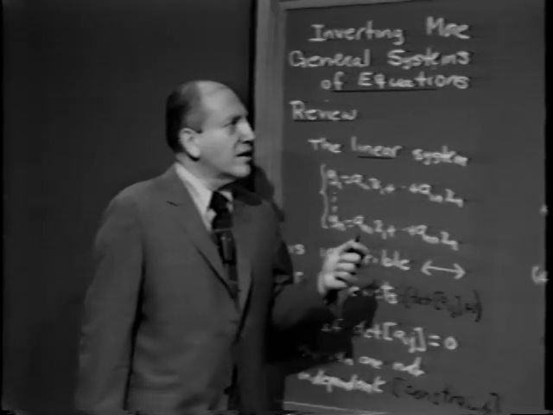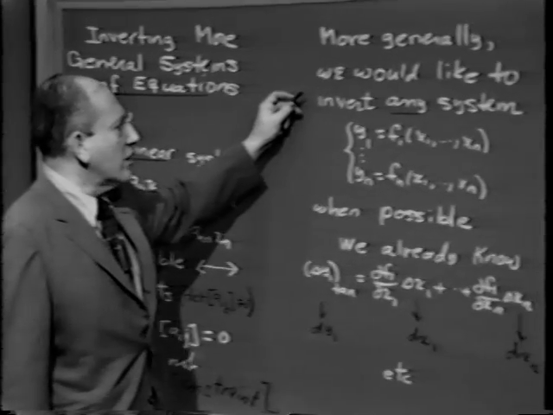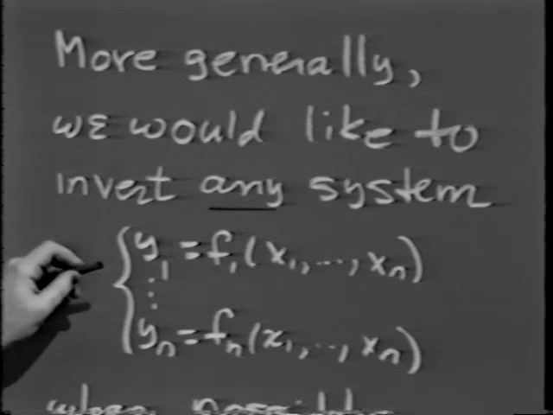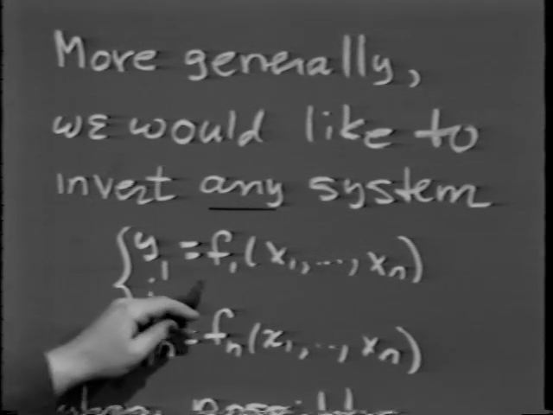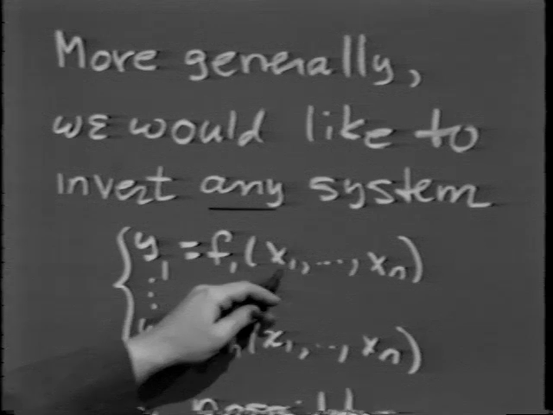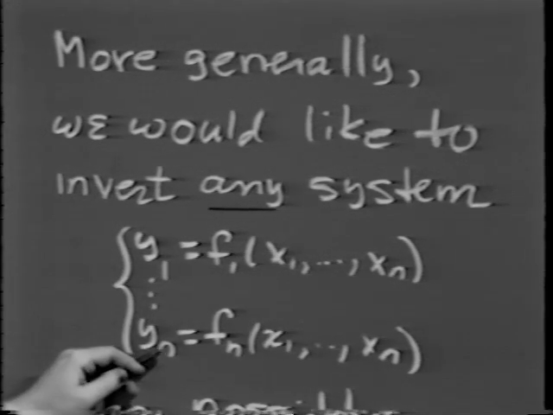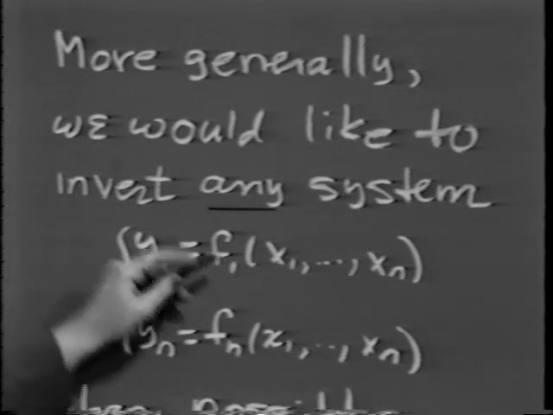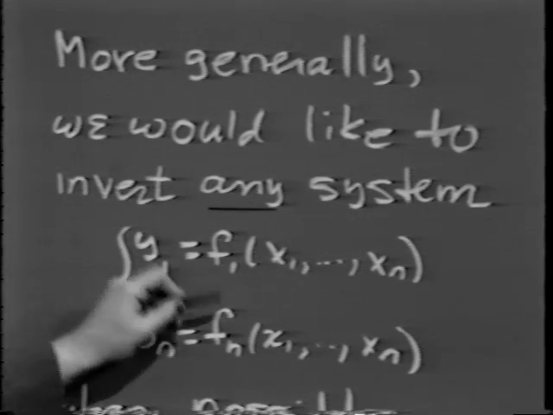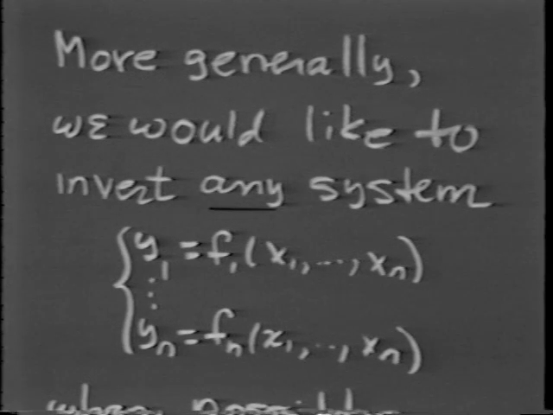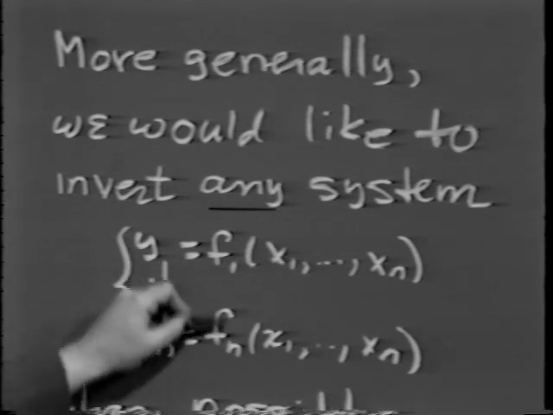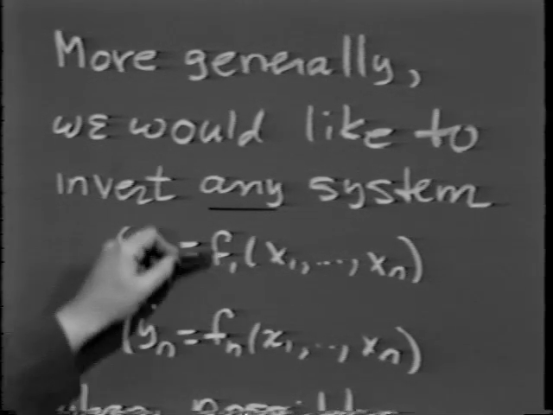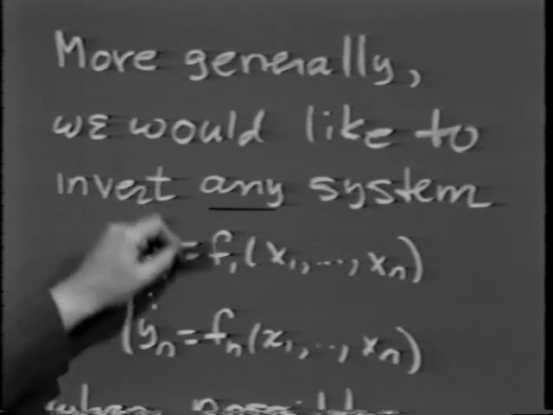And now what we would like to do is to tackle the more general problem of inverting any system of equations. And by any, I mean what? Now we have y1 is f sub 1 of x1 up to xn, etc., y sub n is f sub n of x1 up to xn. And now what we're saying is we do not know whether the f's are linear or not. In fact, if they are linear, we're back to, as a special case, what we've tackled before. But now we're assuming that these need not be linear.